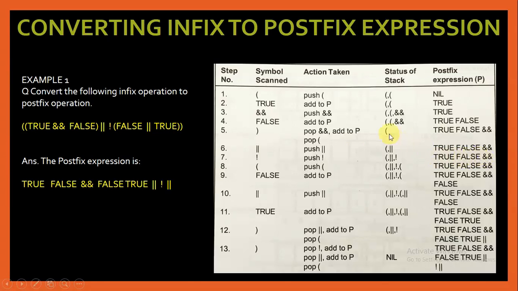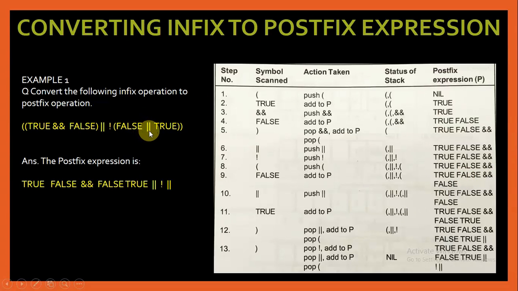Now the next is the left parenthesis. See, to left parenthesis we will simply push it into the stack. So now stack looks like this. We have left parenthesis, OR operator, then NOT operator and again the current scanned symbol which is left parenthesis. And the postfix expression remains the same. There is no change. Now the next scanned symbol is false. This is an operand. So this is simply added to P. Stack will remain the same. And now our postfix expression is true, false and false.